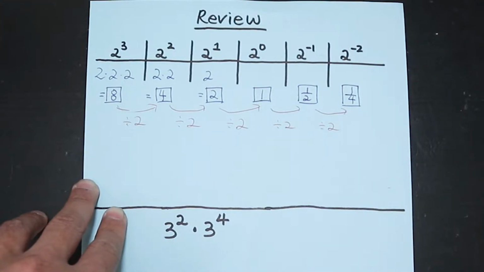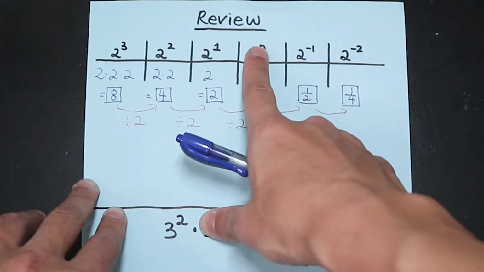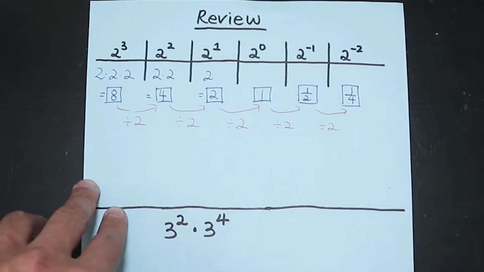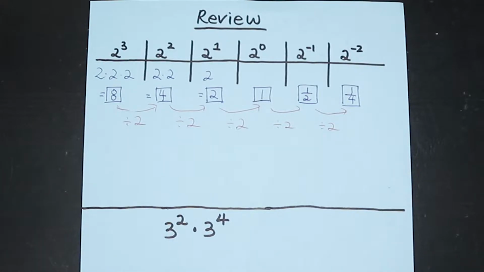So from here we discover 2 things. One is if you raise to the 0 power, the answer is 1. And if you raise to negative exponents, your answer becomes a fraction. Okay, so I do want you to remember that.